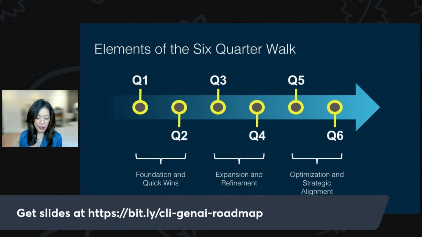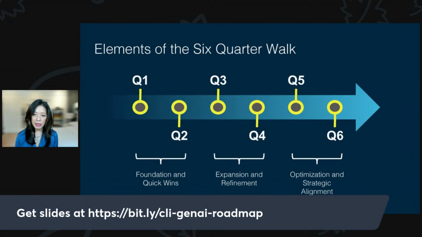So when we're thinking about the 6-quarter walk, there's certain phases to this, and this is very rough. The first one is, again, the first 2 quarters. Again, this is assuming that you're starting very much from scratch. You're laying down the foundations. You're figuring out the core capabilities. Is my data here? What are the quick wins we can experiment with to get a better understanding? What is the training that we have to have in place?